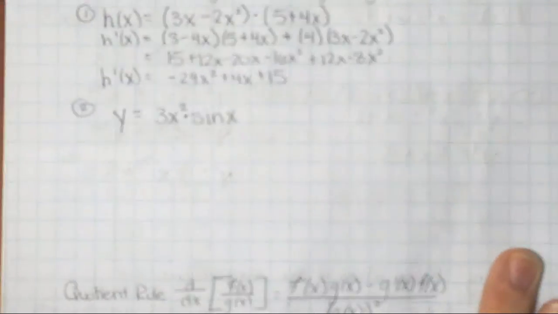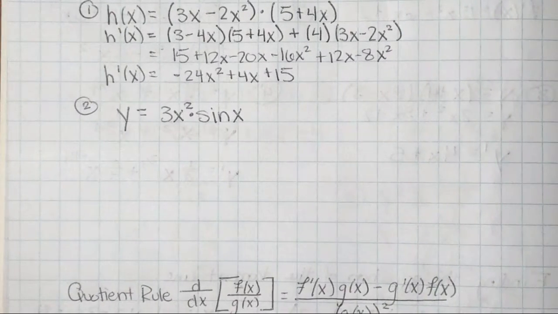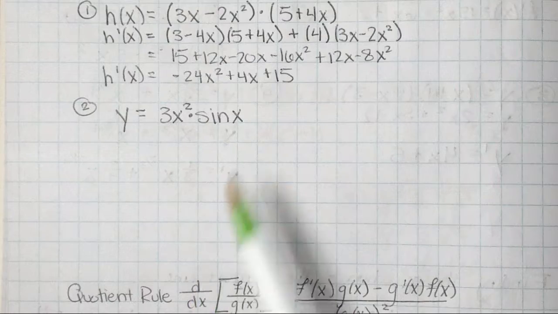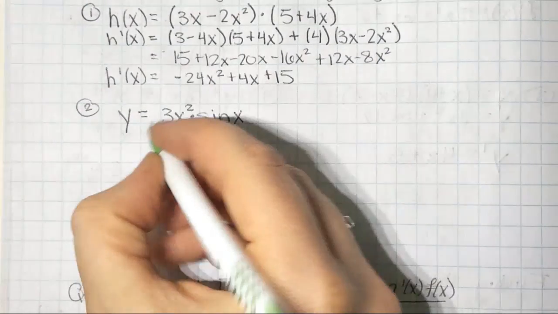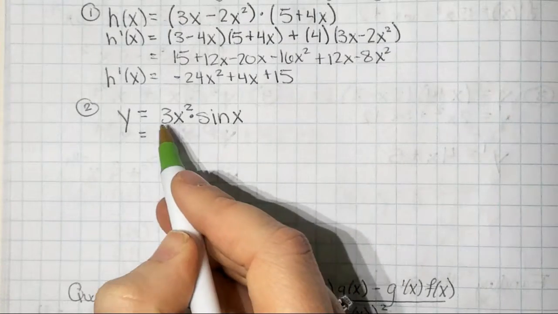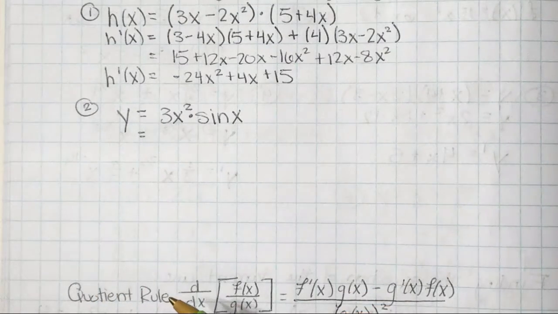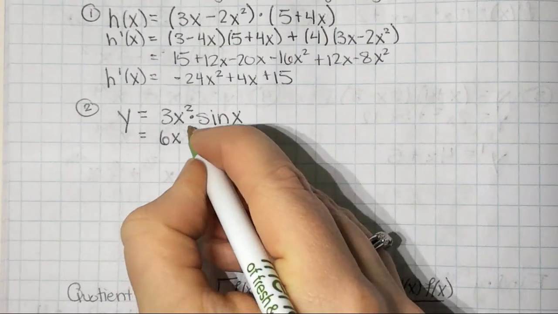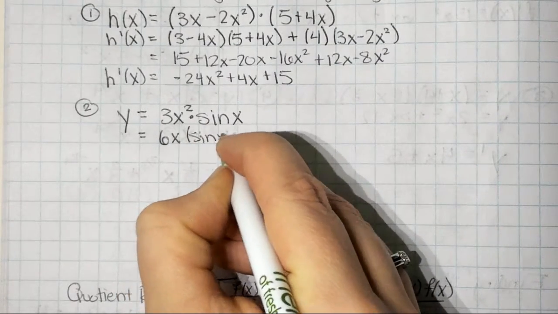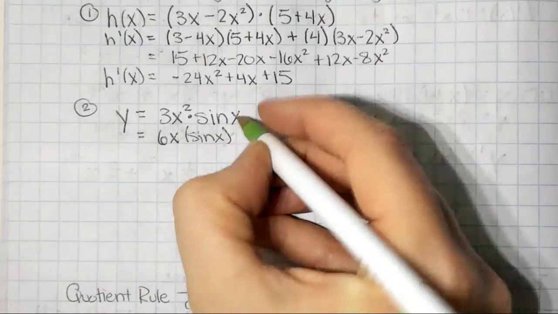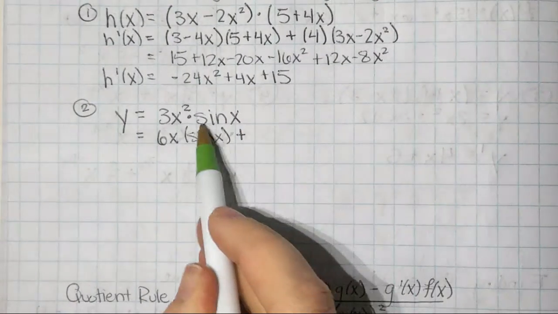Can anybody tell me what f of x is in this case? Just 3x squared, which makes g of x my sine x. So I'm just going to follow that rule up top. It says take the derivative of this first function. Well, the derivative of 3x squared happens to be 6x. You see why that power rule is so important? And I'm going to multiply it by sine x. So that's f prime times g, plus, now what's the derivative of g?